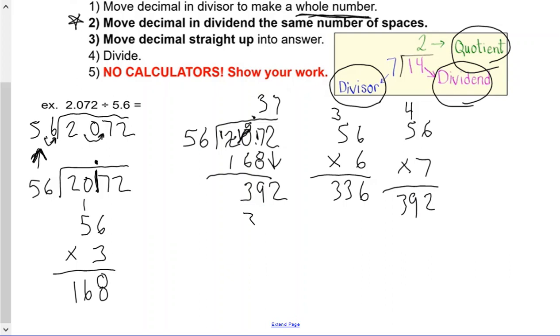Okay, and then I already did the math, so that'll be quick there, and we can subtract. Our answer will be 37 hundredths, or 0.37. Okay, so make sure you got this example down in your notes, and then we'll have you try a few on your own.